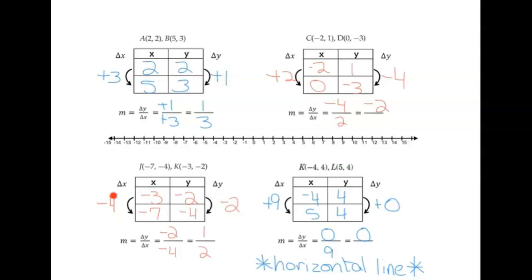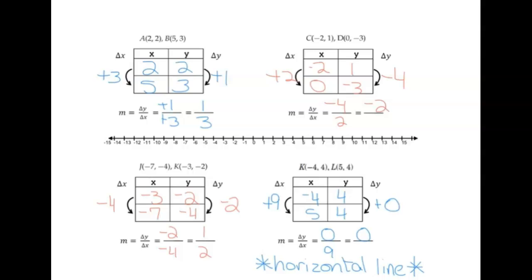If both of your changes are negative, a -2, a -4, the way I put mine in the table, I went down 2 for my change in y, I went down 4 for my change in x, and I got a negative over a negative. Remember, a negative divided by a negative is a positive. So if both your changes are negative, that means that line has positive slope.